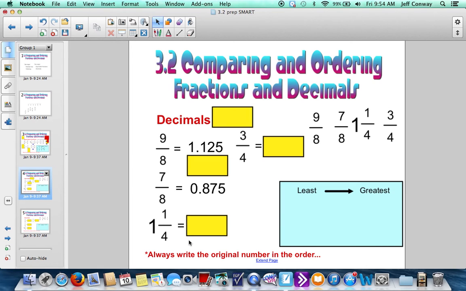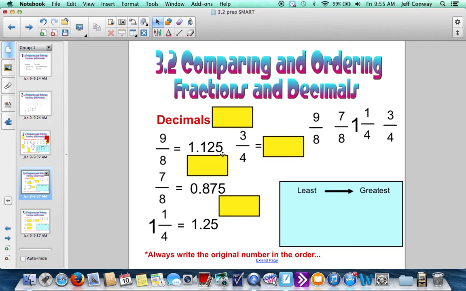Then we took 1 1/4. Now we have one whole already, so we can just put that down. We know that that's going to have at least one whole number. And then we divided the numerator by the denominator. 1 divided by 4 gave us 0.25. So 1 1/4, thinking about it in dollars and cents, is $1.25, or 1 1/4 is 1.25.